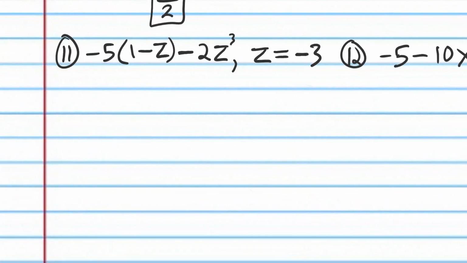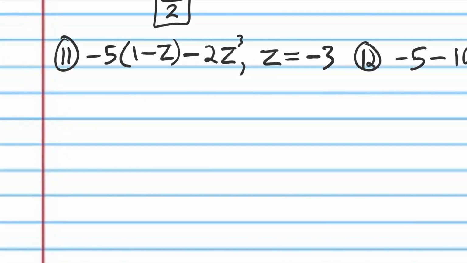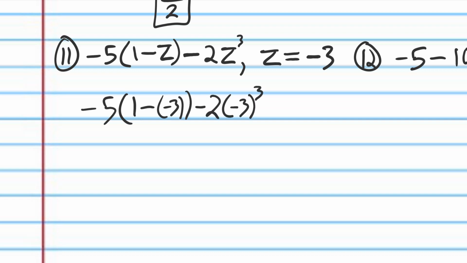All right, try number 11. When you come back, we'll do it together. All right, we're back. So as you can see, we have a double negative inside the parentheses. So PEMDAS tells us to do parentheses first. So that double negative becomes a positive.